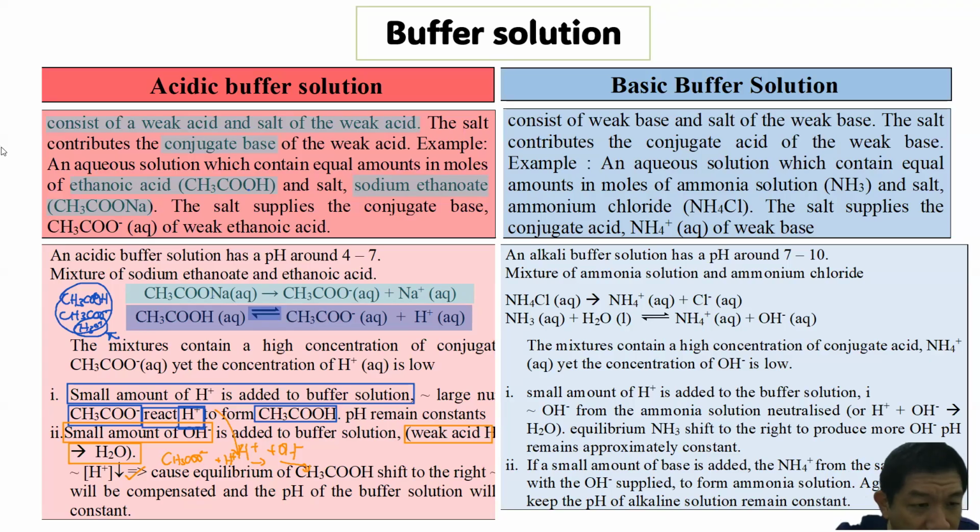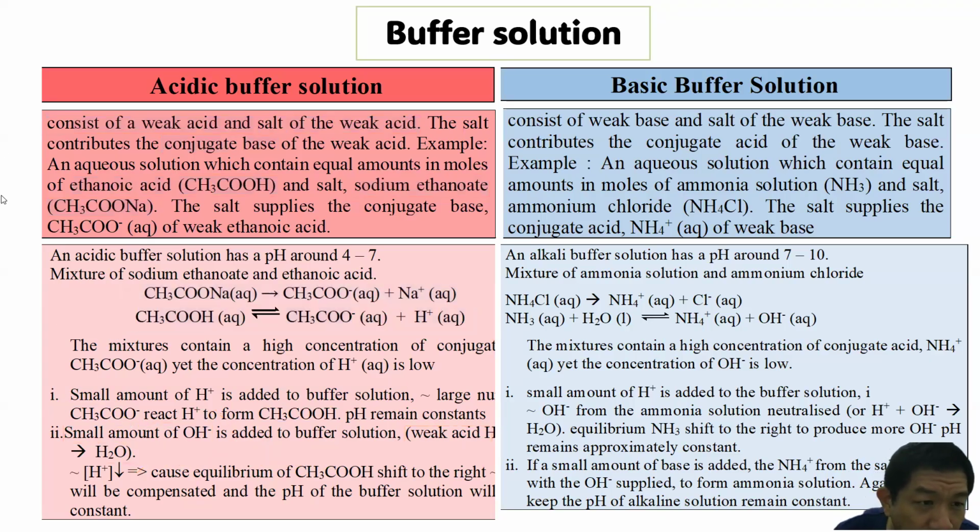Other than this acidic buffer solution, we have the other kind, which is the basic buffer solution, used to explain that when a little acid or base is added to the basic buffer solution, the pH does not change much. So what does a basic buffer solution consist of? It consists of a weak base and the salt of the weak base. Similar to the acidic buffer solution, the salt contributes the conjugate acid of the weak base.